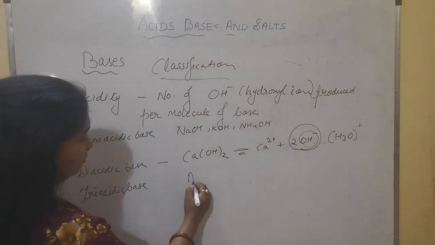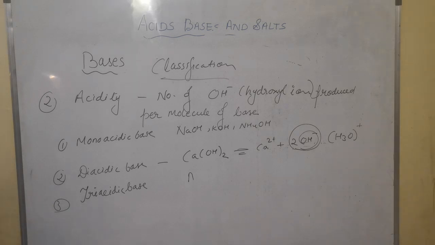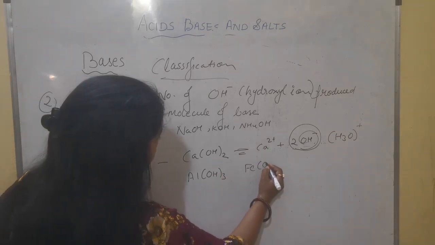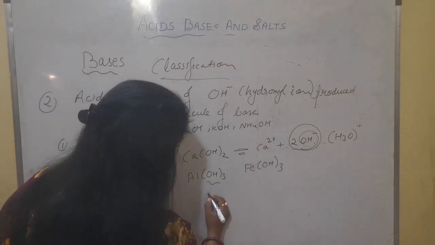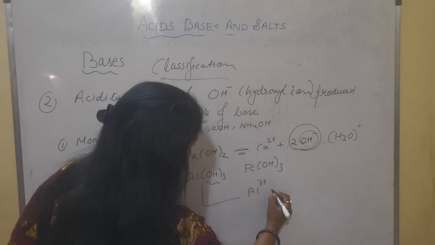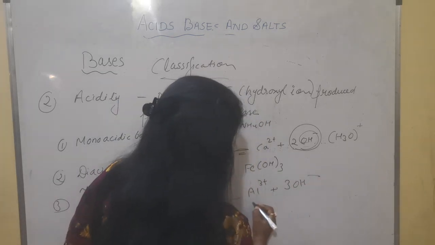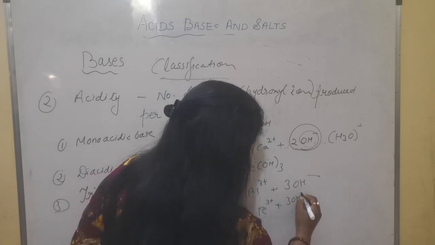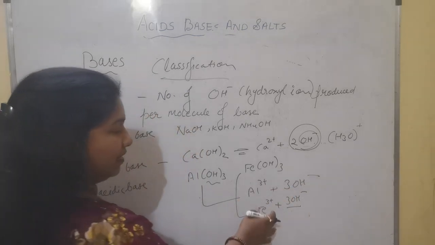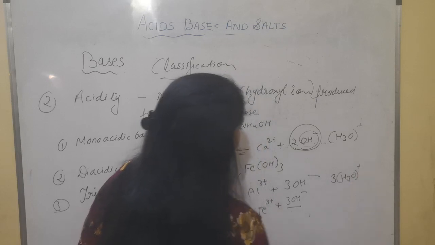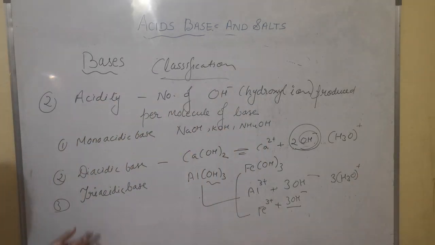Triacidic, say aluminium hydroxide, ferric hydroxide, 3 hydroxyl. On dissociation it will give 3 OH minus ions. This 3 OH minus that is formed here will combine with 3 hydronium ions of the acid to give salt and water. So that is why it is called a triacidic base.